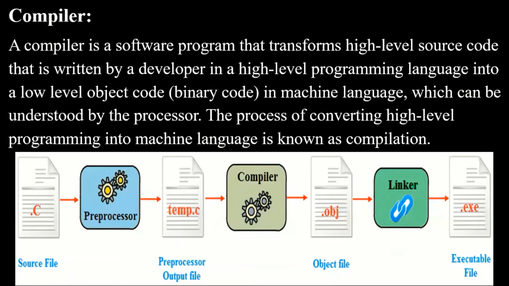Now the compiler. Compiler is another type of the language translator. A compiler is a software program that transforms high-level source code that is written by a developer in a high-level programming language into a low-level language, object code, that is also called binary code in machine language, which can be understood by the processor. Developer means the person who is writing the program or the source code. Processor can only understand binary code or machine language, and the source code is understandable by the programmer or the developers, but computer could not understand the high level language, so it should be converted into the machine language. So the compiler is used. After the compilation, computer or the processor understands what you want to perform. The process of converting high level programming into machine language is known as compilation.